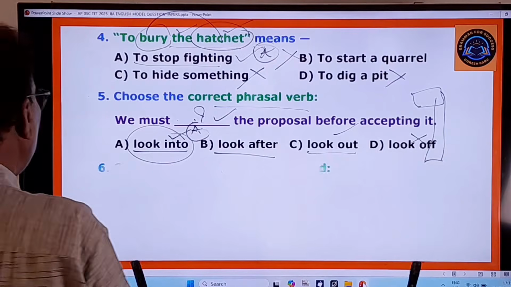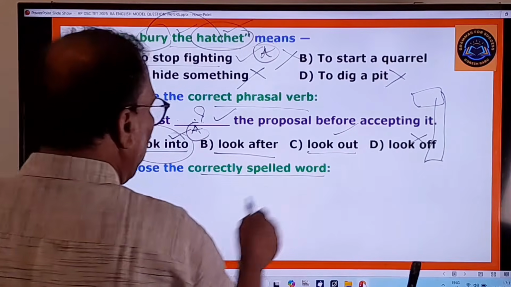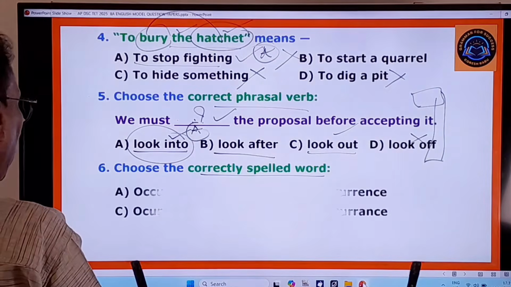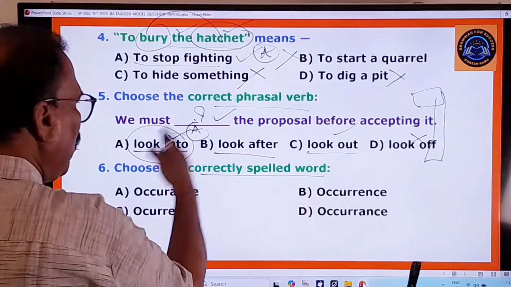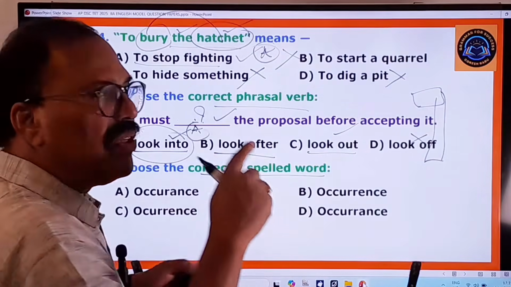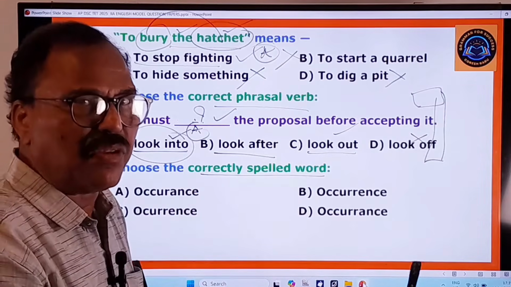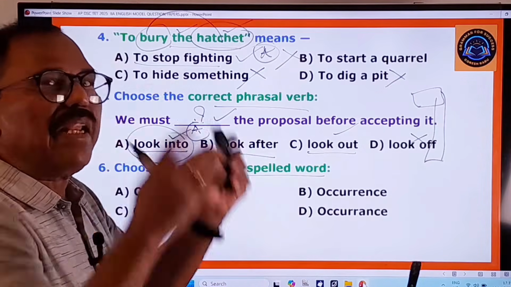And you move on to the sixth question. Choose the correctly spelled word. What is the word given here? Occurrence. Okay, occurrence. So all these words belong to the one word, that is occurrence. So that is the correct word. What is the spelling of that word?